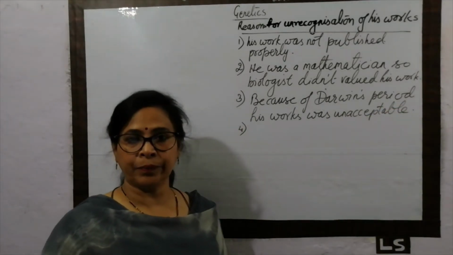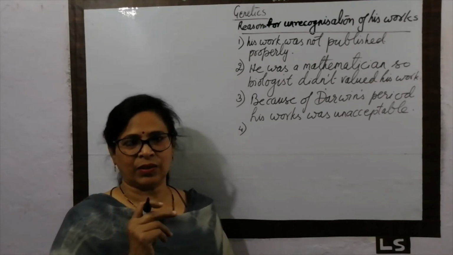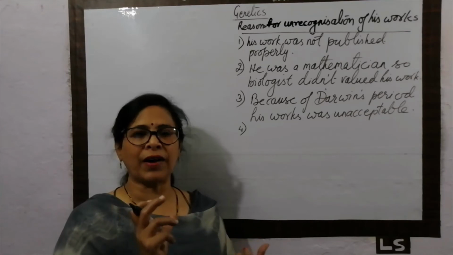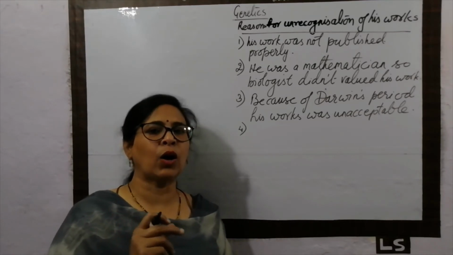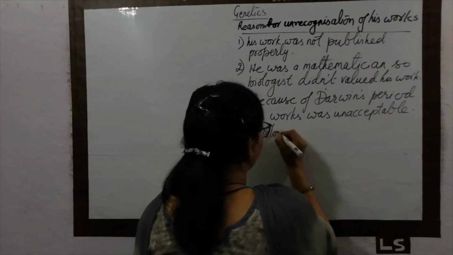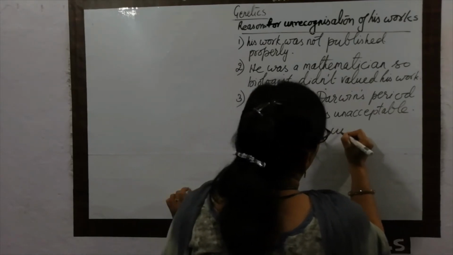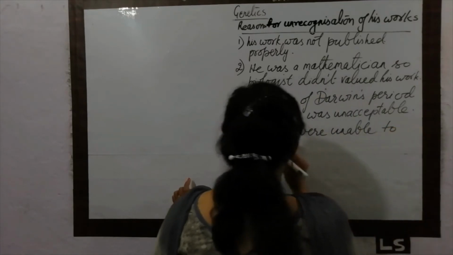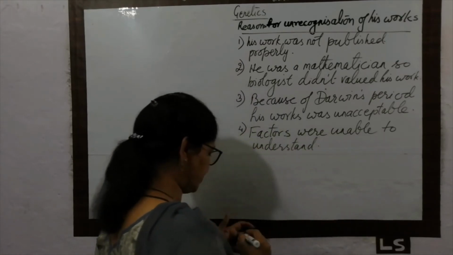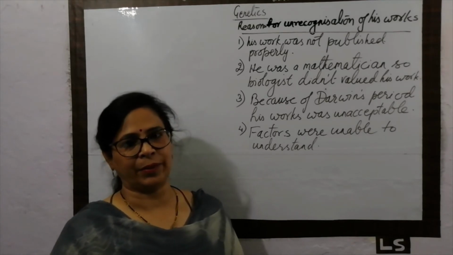What more reasons are there? One important one is that today we use the words gene, character, trait, but Mendel used the word factor, and that factor was not easily understood by all the people. He used the word factors for traits or genes. People were unable to understand this word. So these are the basic 4 reasons why his work was not recognized in his lifetime.